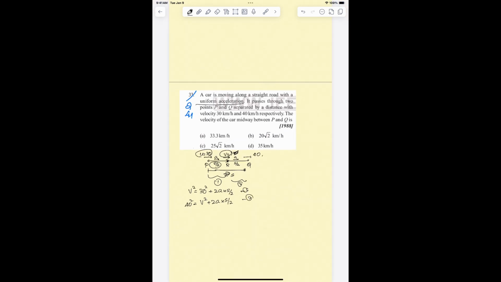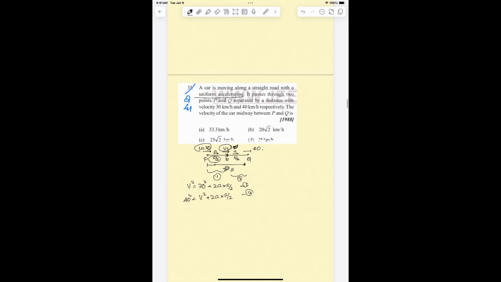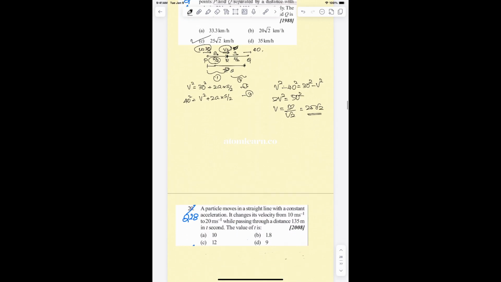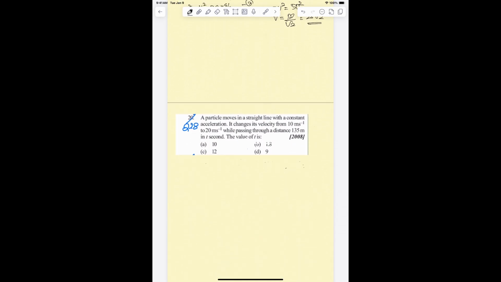From these two equations, we can subtract the equations. Therefore, we find that V squared minus 40 squared equal to 30 squared minus V squared. That means 2V squared equal to 40 squared plus 30 squared, which is equal to 50 squared. Therefore, V equal to 50 by root 2, which can be called 25 root 2 kilometer per hour, is the speed. Understood? Fine.